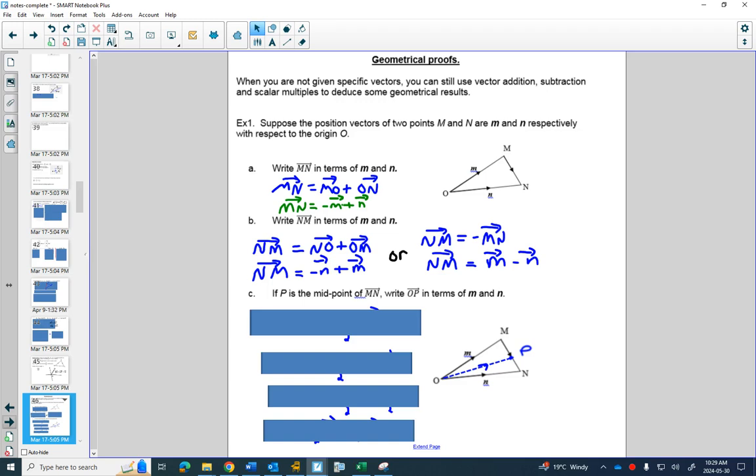So now this is where the geometrical proofs start to come into play. You have a robot that can only travel along the route m and along the route n. And you have the point P, which is halfway between m and n, and you want to tell your robot to get there. How is it going to travel from O to P, but only being allowed to travel in these directions?